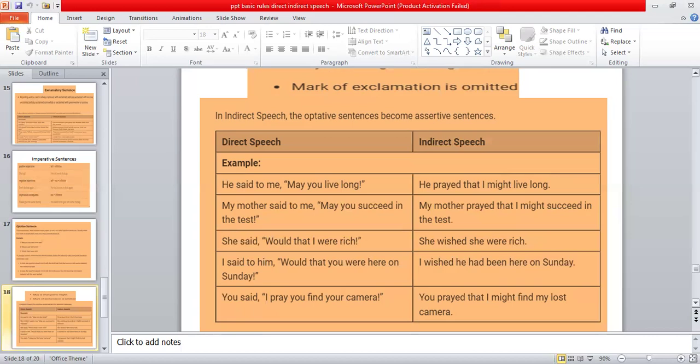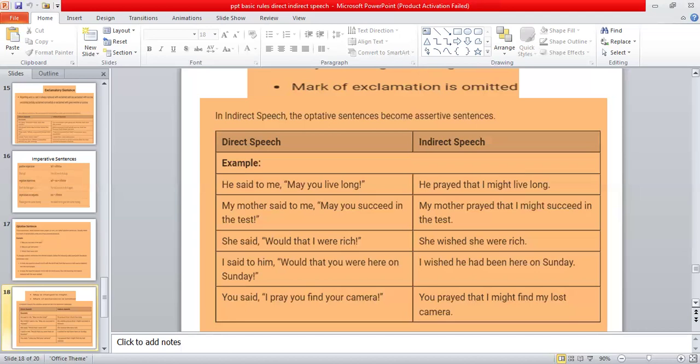"My mother said to me, may you succeed in the test." Again, said will be changed into prayed because may is there in the sentence, and may will be changed into might. "She said, would that I was rich." When it is beginning with would, said will be changed into wished. So instead of said, we are going to write wished over here.